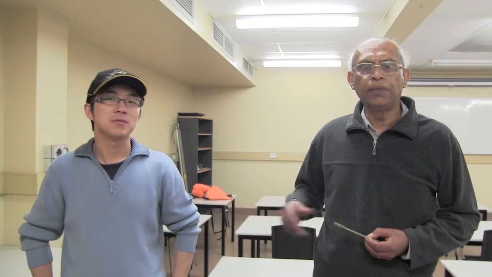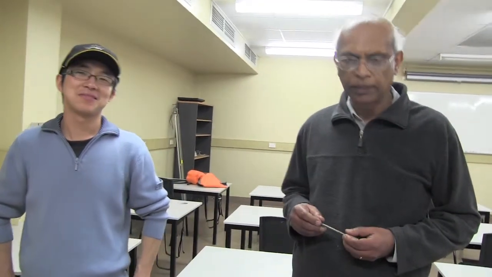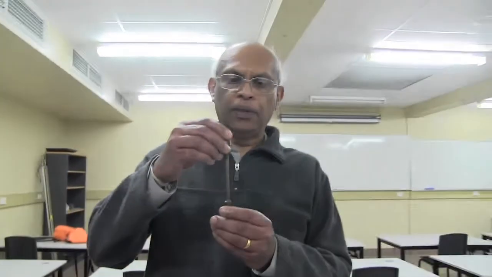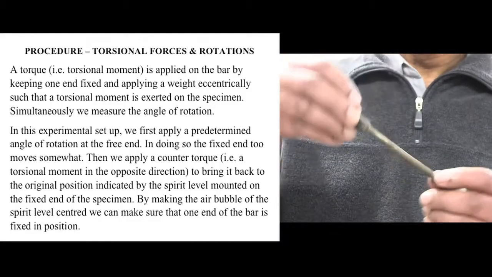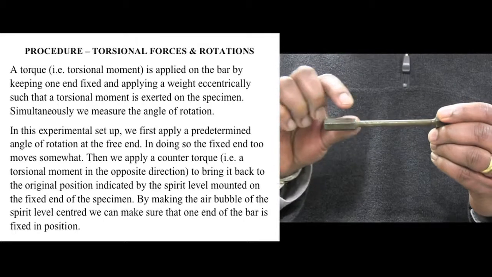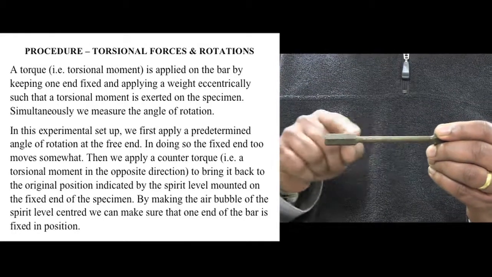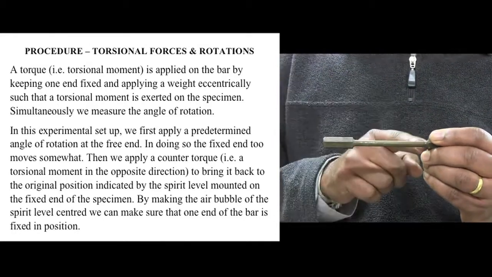Alex is going to help me with this practical. He is a past student and he has done this before. This is the specimen that we are going to test, and we keep one end fixed and we turn the other end. To start with, we need to get the sizes, dimensions, diameter and the length.